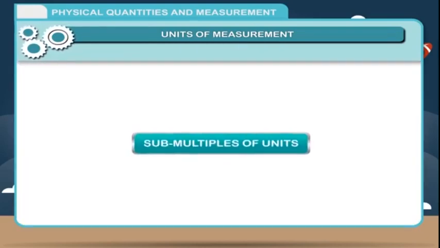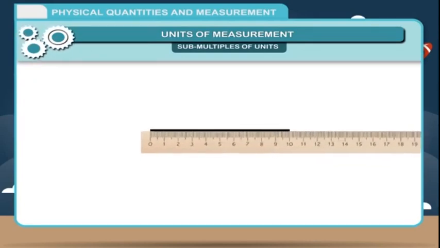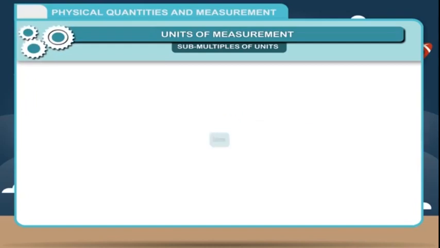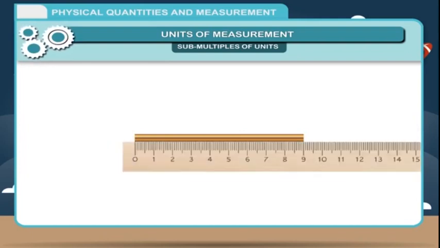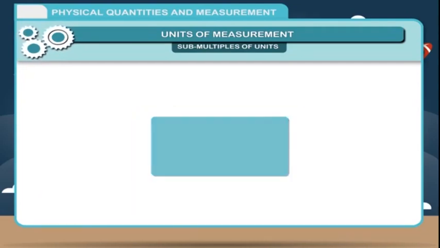Submultiples of units. Submultiples are the factors used to create the smaller forms of units. Sometimes we have to measure smaller lengths, then we use submultiples of units. For example, if we want to measure the length of a small wire, we measure in centimeters or millimeters. These are submultiples of units. 1 meter is equal to 100 centimeters. 1 meter is equal to 1000 millimeters. 1 centimeter is equal to 10 millimeters.